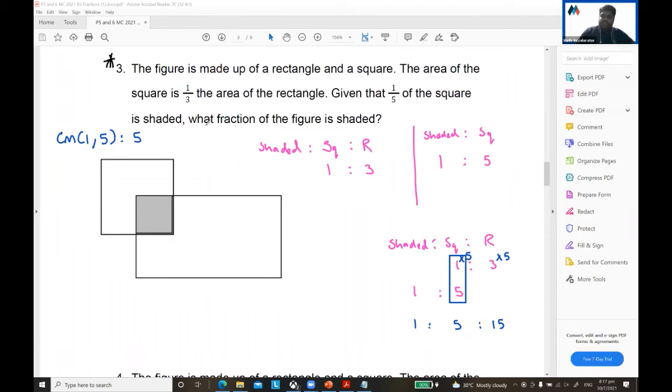Okay, so now can you all type in the answer? What fraction of the figure is shaded? Okay.